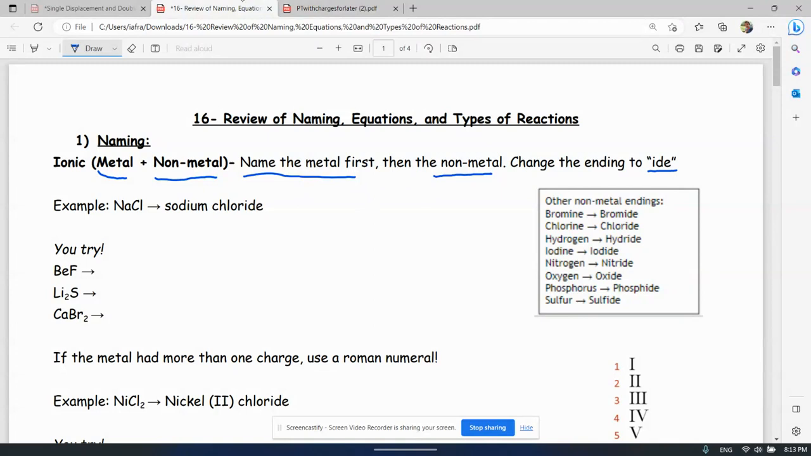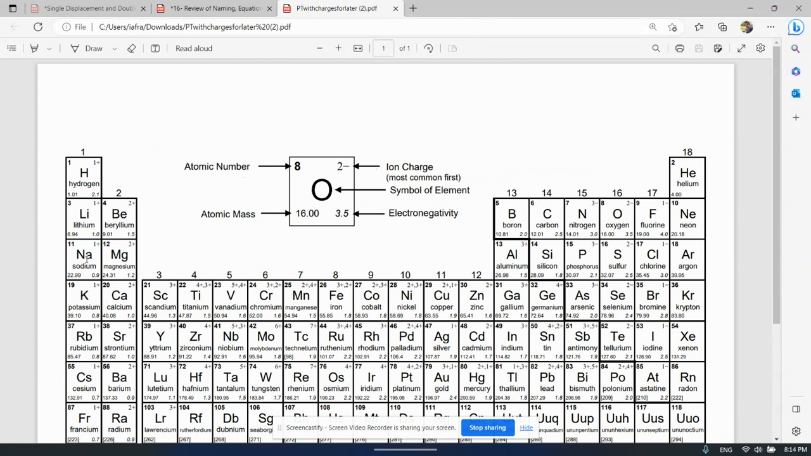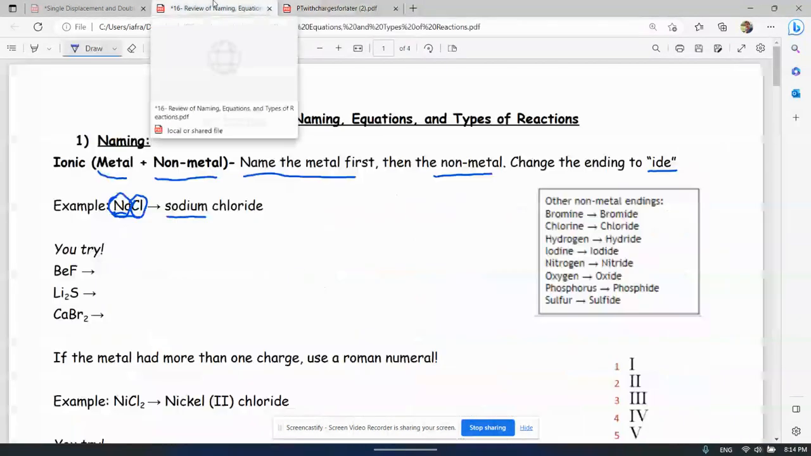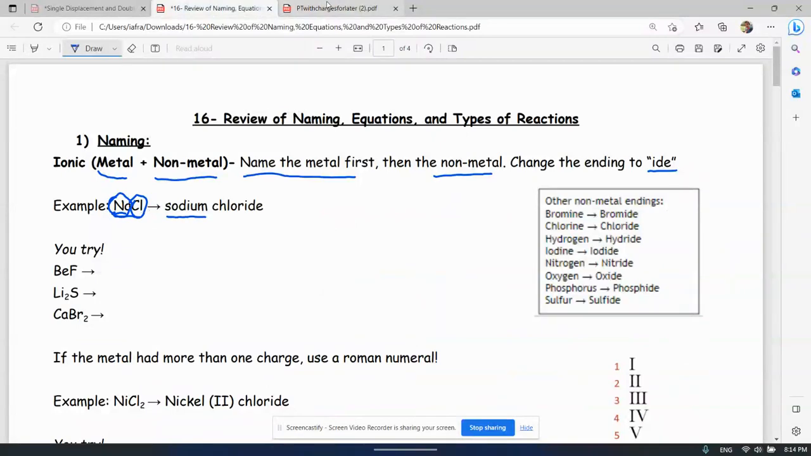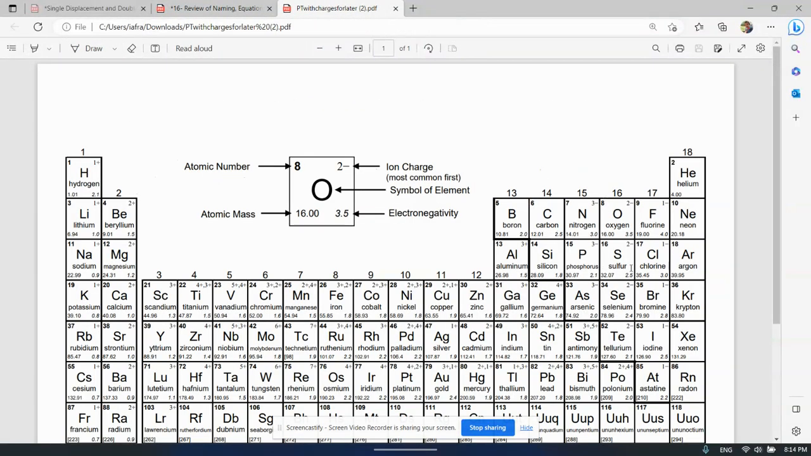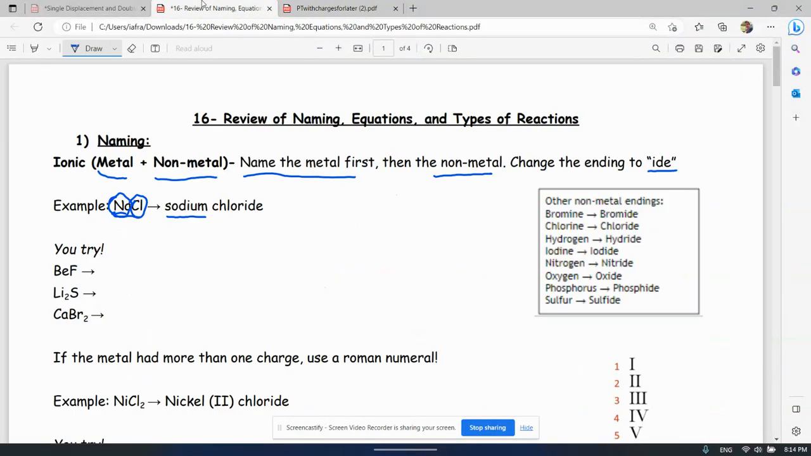So over here we have an example, NaCl. First of all, I know this is ionic because there's a metal over here and a nonmetal over here. The metal is sodium. If you forgot what Na is, you just go in your periodic table. Here's Na, sodium. You don't change its ending. The nonmetal, Cl, is chlorine, which is over here. You have to change the nonmetal's ending to IDE. Sodium chlorine becomes sodium chloride. So this was chlorine at first. Cross out the INE, it becomes chloride.